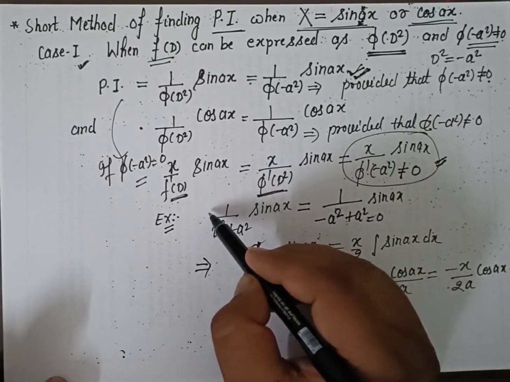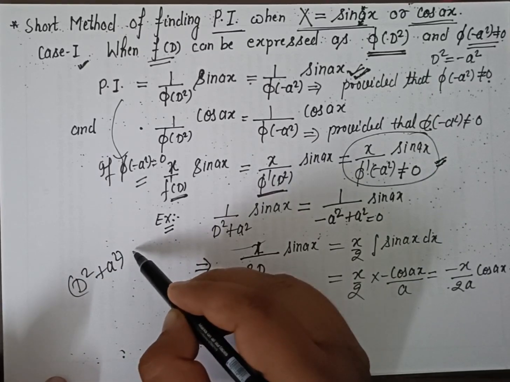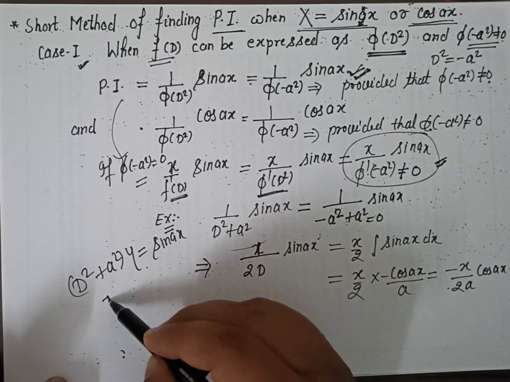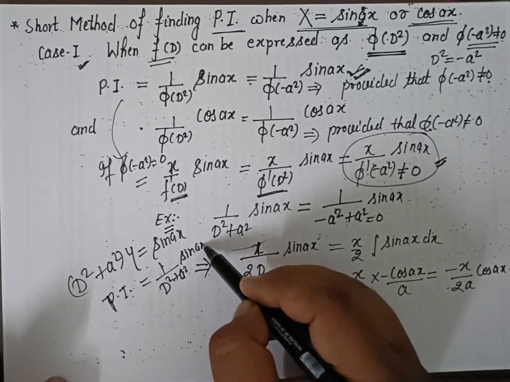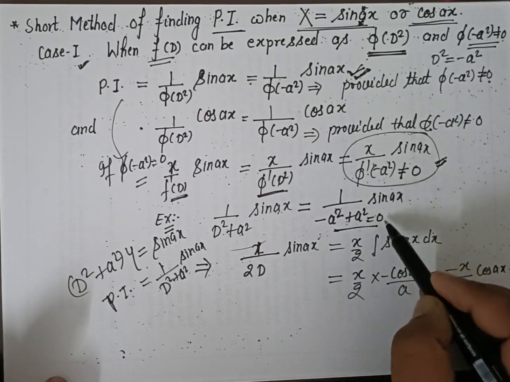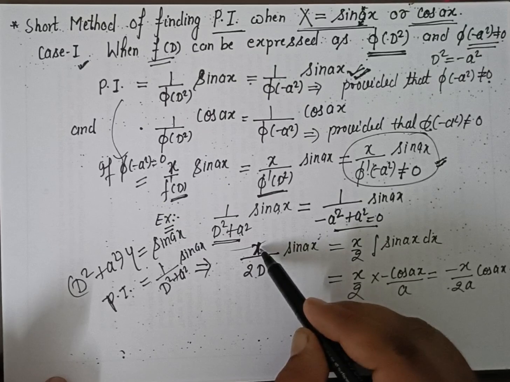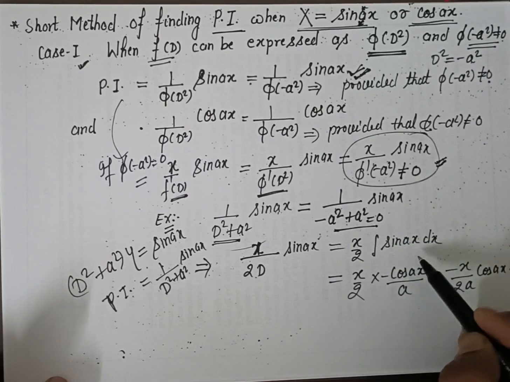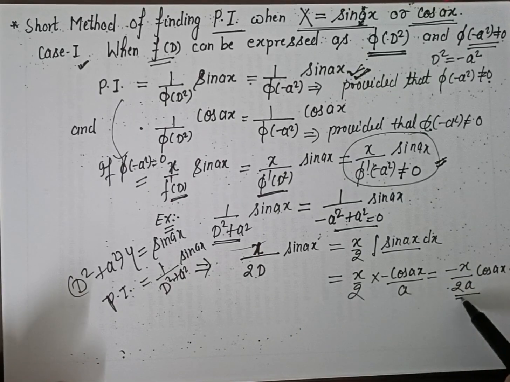So for example, if I have the differential equation D square plus a square y is equal to sin ax, then for the PI, obviously I need to calculate 1 upon D square plus a square sin ax. When I replace D square with minus of a square, I get 0 here. So I need to differentiate the denominator to 2D and multiply by x in the numerator. So x upon 2D sin ax. Now I calculate x by 2 and integral sin ax dx. The integration of sin ax is minus cos ax, with the derivative of ax in the denominator. So finally you get your PI.